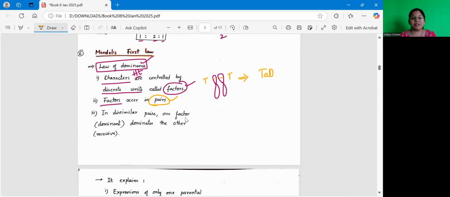But in dissimilar pairs, if one factor is dominant, it dominates the other, recessive one. That means in a heterozygous condition, if one factor is dominant and the other factor is recessive, what will be the morphology here? Tallness. So this is our law of dominance. In a dissimilar pair of factors, one factor dominates over the other. Clear?